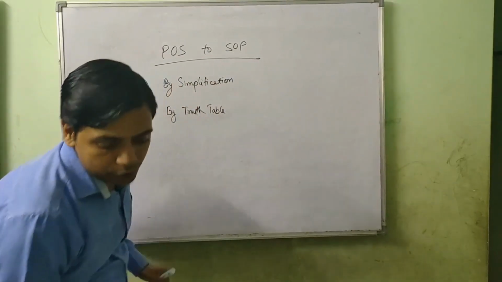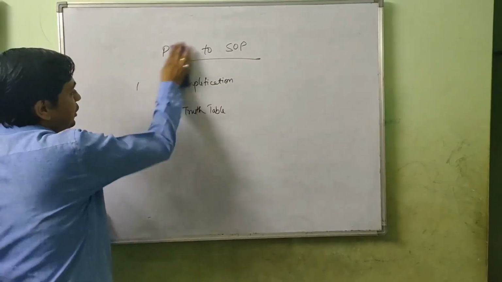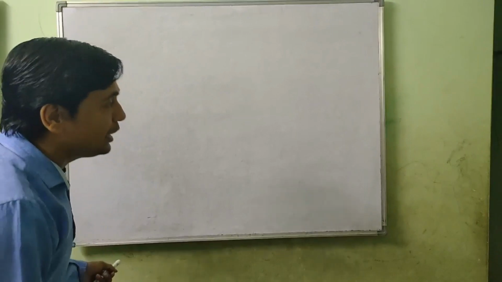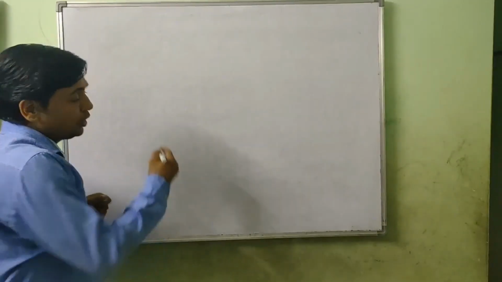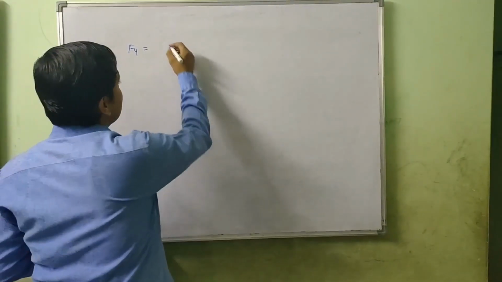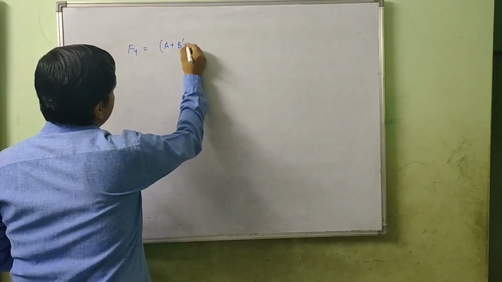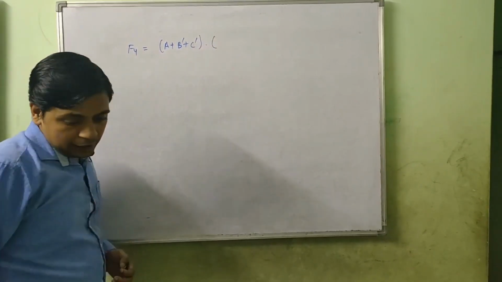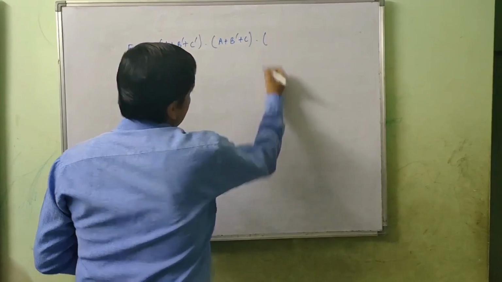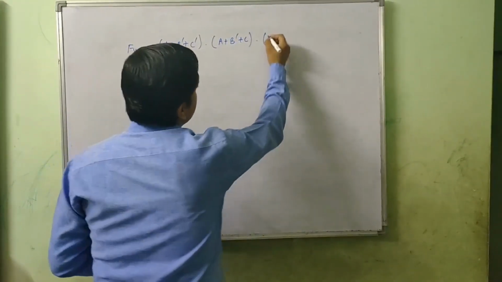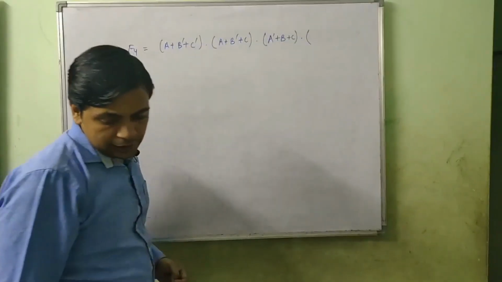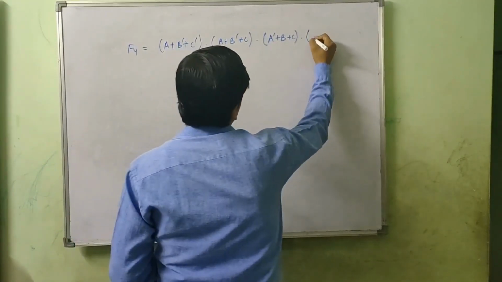The fourth function is again a bigger one, so I am rubbing it out. You can see the truth table is very helpful, especially when you are dealing with a bigger Boolean expression. This is the fourth function: (a plus b complement plus c complement), (a plus b complement plus c), (a complement plus b plus c), and the last one (a complement plus b complement plus c complement).